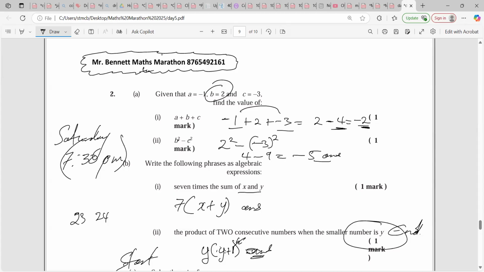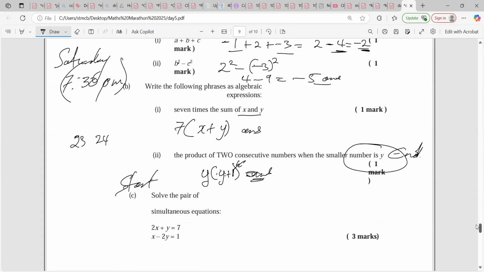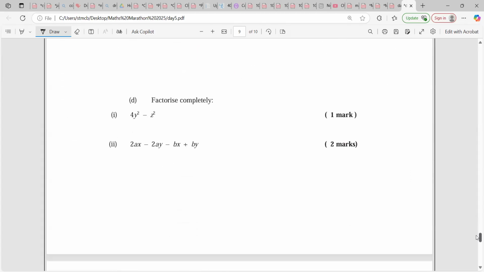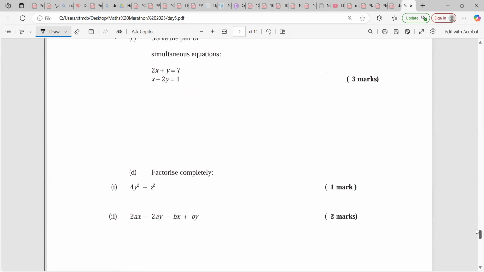And we start back from the simultaneous equations. Of course, I will add more. So that's that. Yeah, factorization as well.